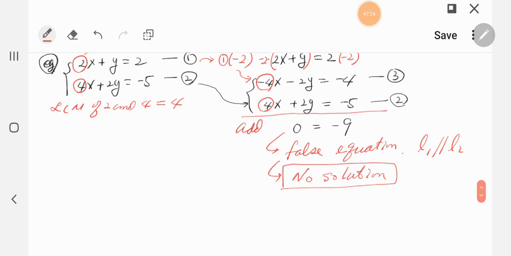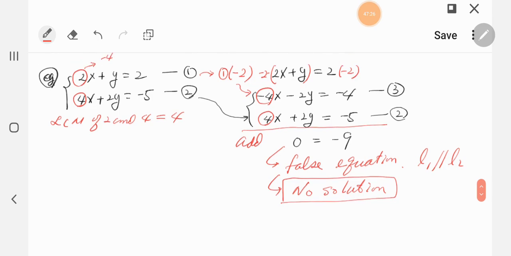The answer is no solution, because we want to solve the equation, and solving means finding the solution, the intersection. If there is no intersection between two lines, then the answer is no solution. If there are infinitely many overlapping points, then the answer is infinitely many solutions. So this is really important.